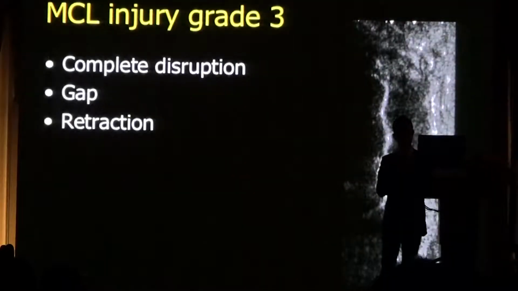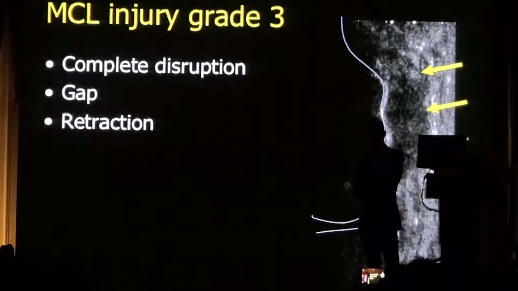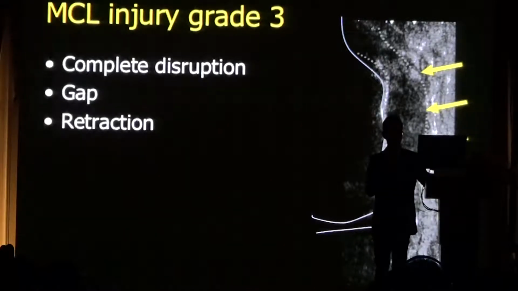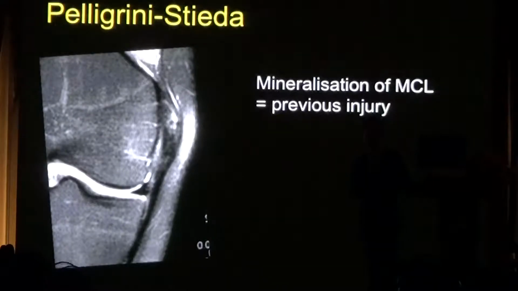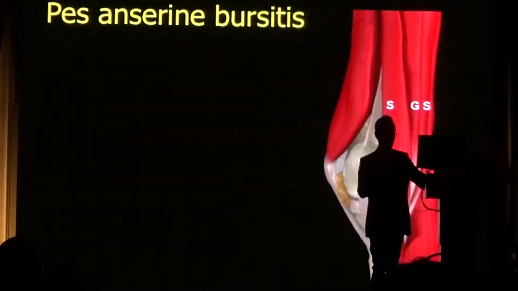And this is one where there's a complete disruption of the medial collateral ligament, and you can see that rather than the normal fibrillar structure of the medial collateral ligament, there is disorganized hypoechoic tissue with marked swelling and a gap. In the chronic medial collateral ligament injury, you might see some calcification or mineralization of the medial collateral ligament, what we know as Pellegrini-Stieda lesion. This is easier to see on ultrasound and X-ray than it is on MRI.